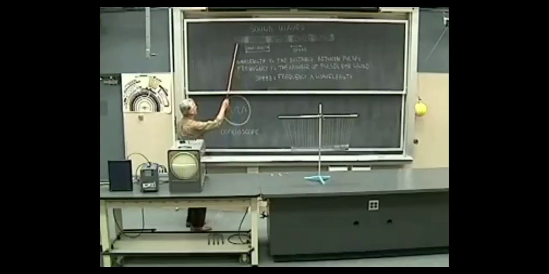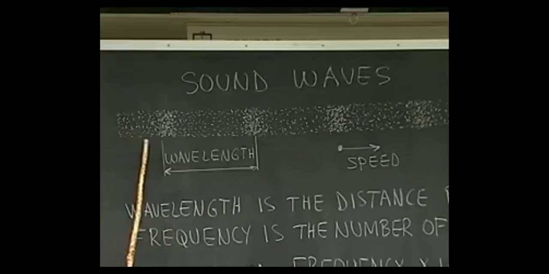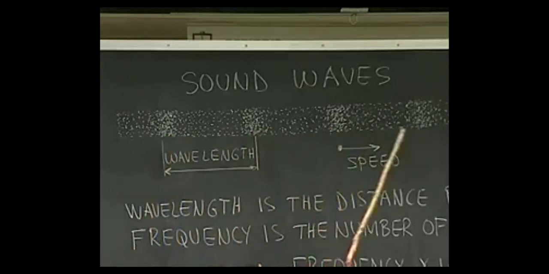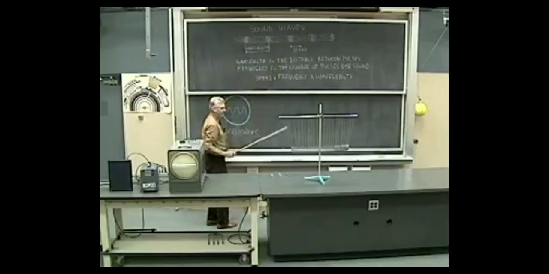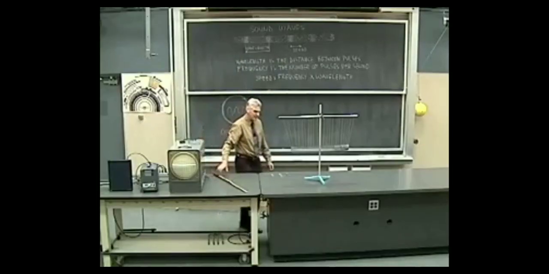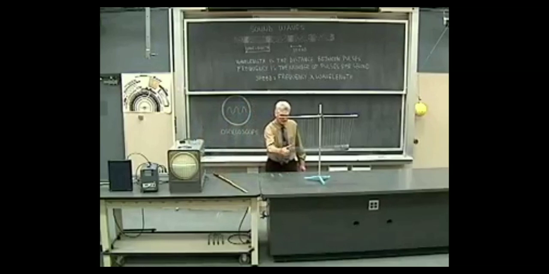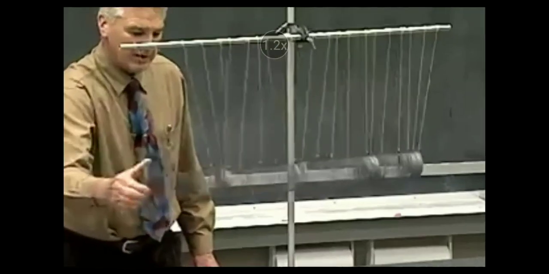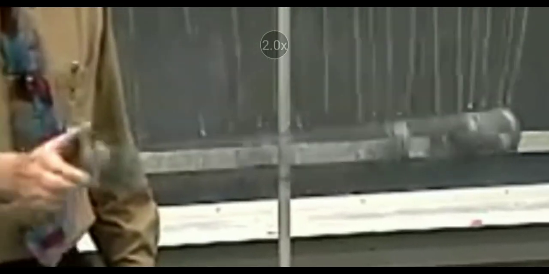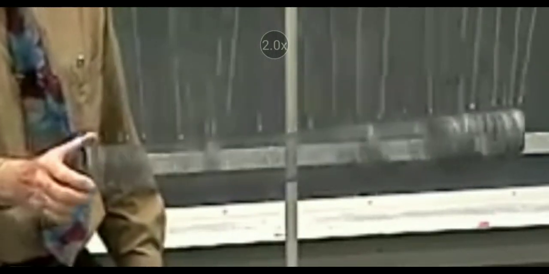I have drawn some air molecules. This is a region of air where some sound waves are traveling through, and the regions where the molecules are close together, and other regions where the molecules are further apart. This is what sound waves are like. Similar to a Slinky, where here I have regions where the parts of the Slinky are close together, other regions where those parts are further apart.